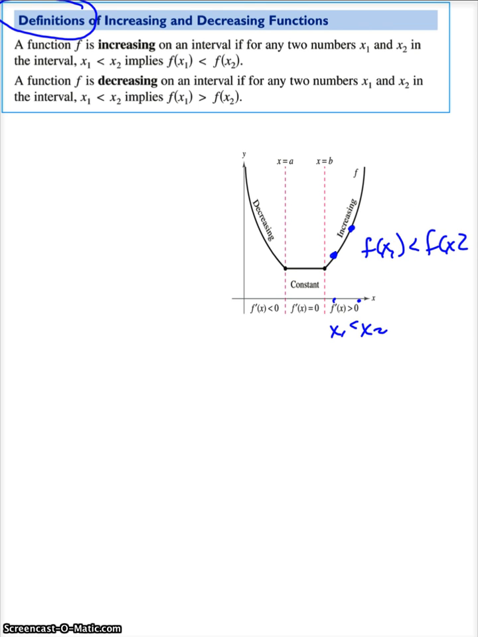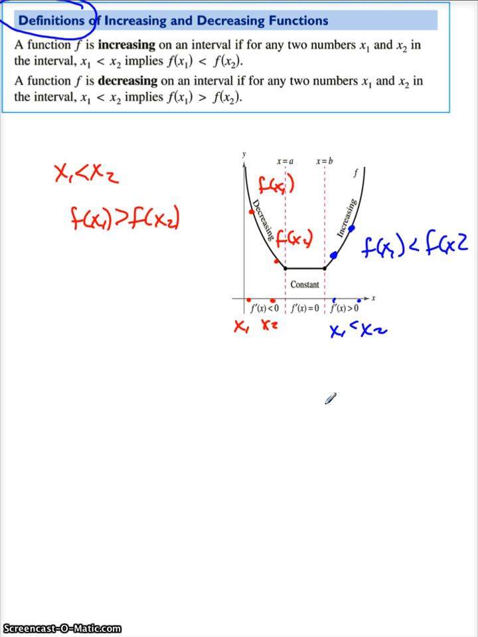Well, let's look at a decreasing function. A decreasing function tells me for any two points, x1 and x2, x1 is less than x2, and by the way, x1 is pretty much always less than x2, means that f of x1 has got to be greater than f of x2. Or rather, the value of f of x1 is greater than the value of f of x2.